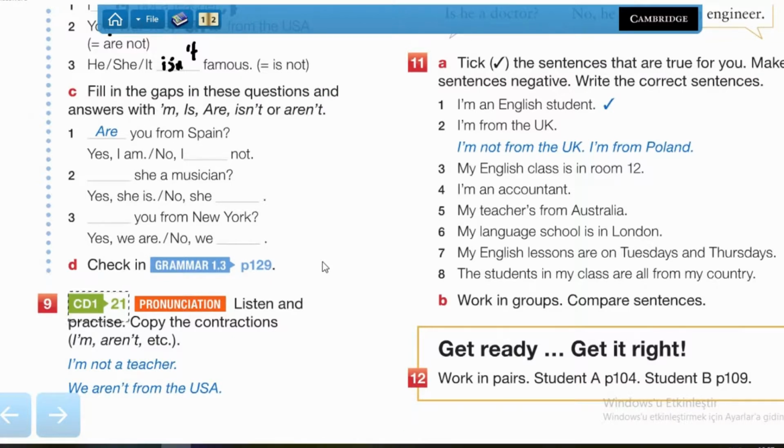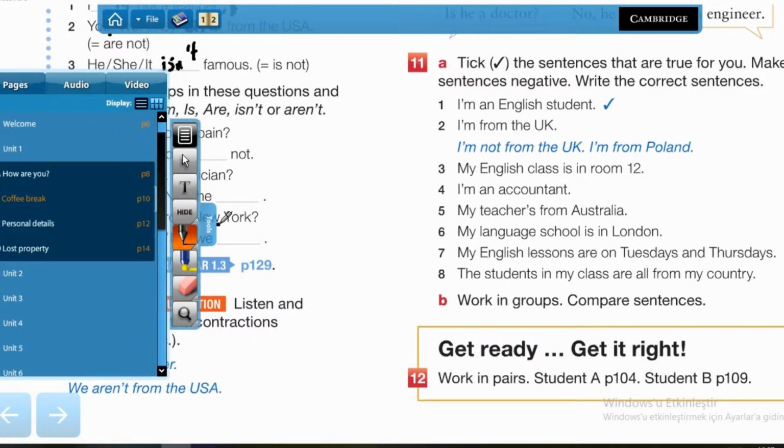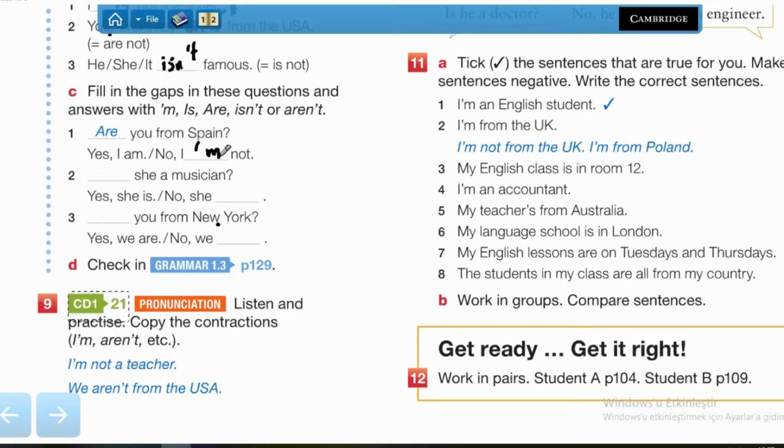And we have yes, no forms with short answers. Are you from Spain? So we can say yes, I am. No, I'm not. This is how we give short answers. Like singular subject pronoun, so we use is. Is she a musician? Yes, she is. No, she isn't.